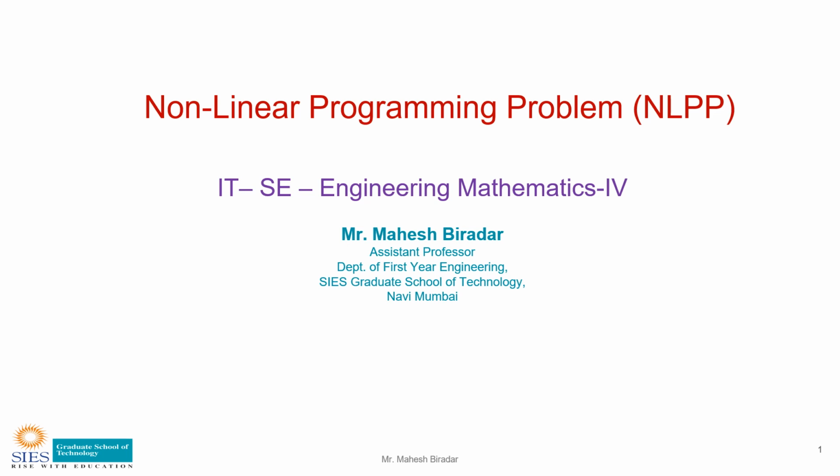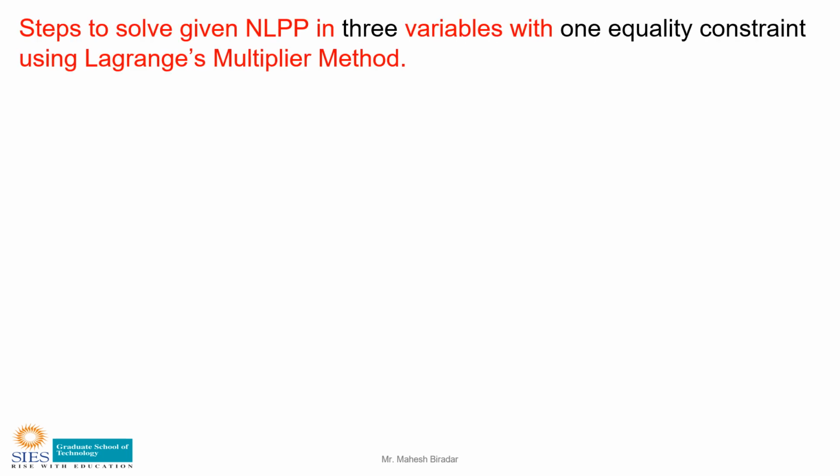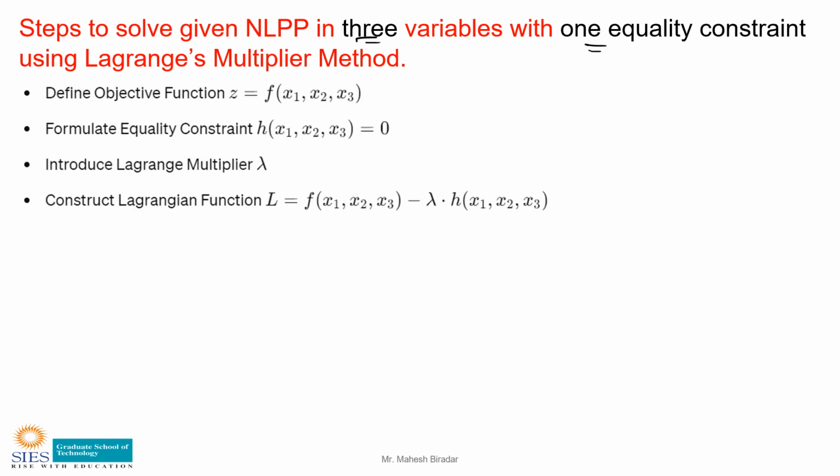Today we will solve one of the examples of NLPP which contains three variables and one equality constraint. Here also we have to use Lagrange's method. So to solve NLPP with three variables and one equality constraint using Lagrange's multiplier method, let us understand the procedure.